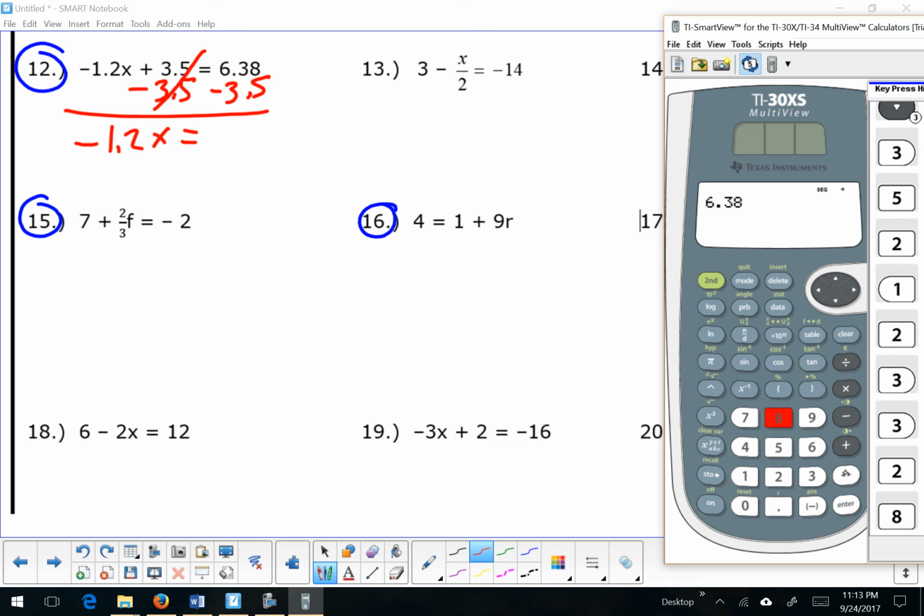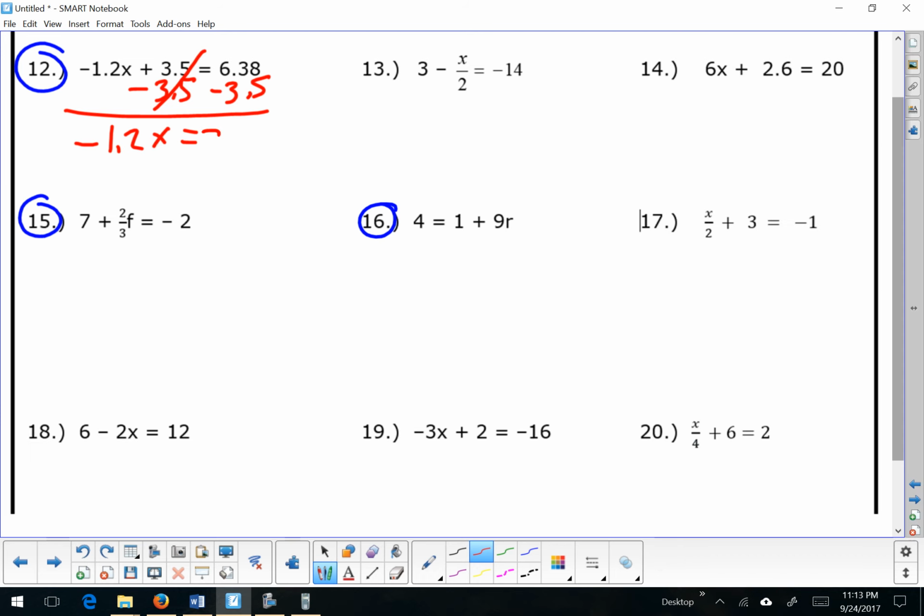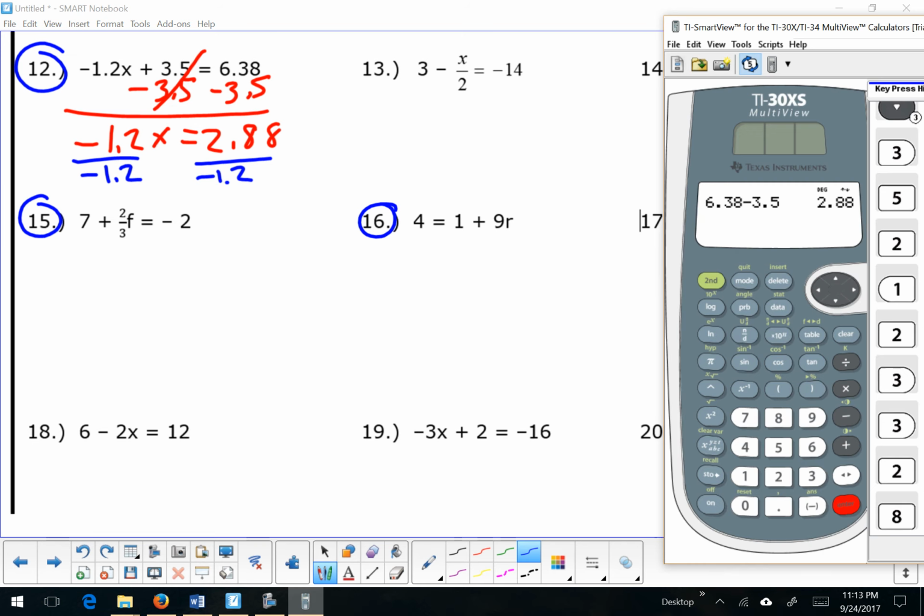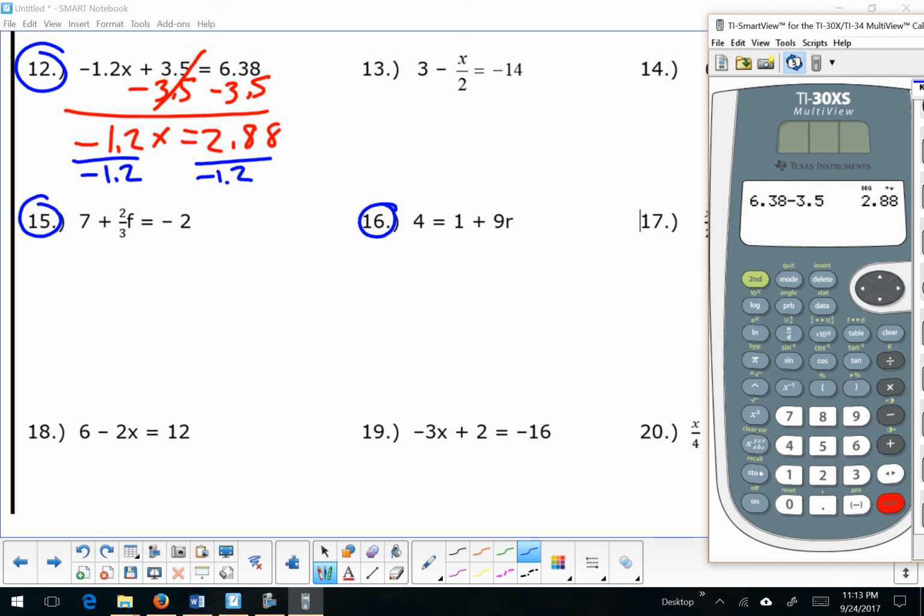6.38 minus 3.5, 2.88. And now I'm going to divide both sides by my coefficient. Now, what should I do with my calculator here? Now, instead of clearing it and then typing the 2.88 again, 2.88 divided by negative 1.2, I'm just going to press this division sign. Look what happens.